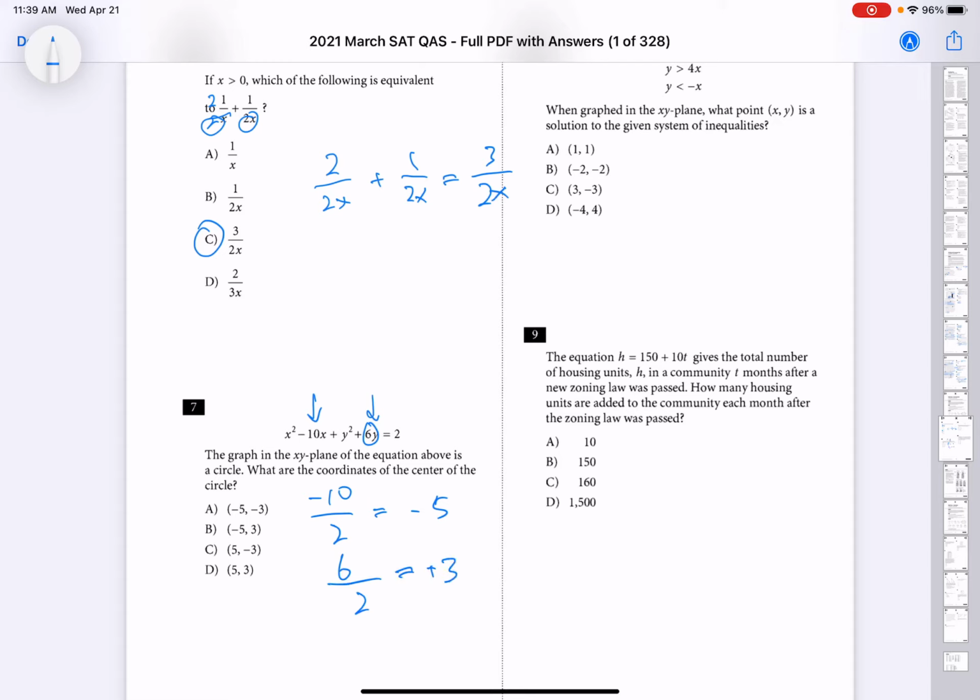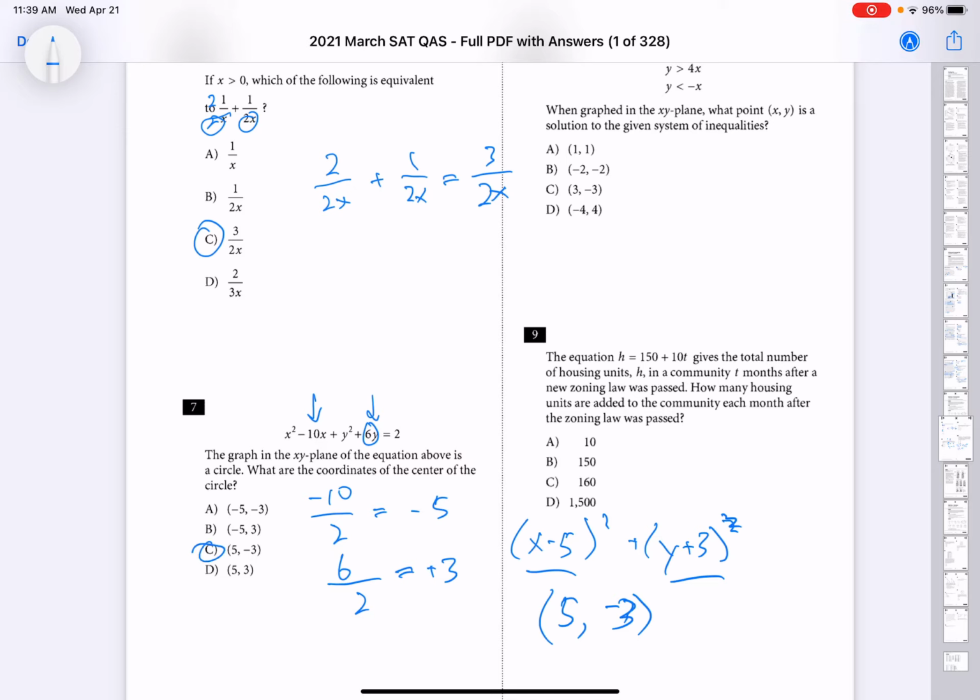But then these are the values that are going to be put into the equation, where it's going to say (x minus 5) squared plus (y plus 3) squared. So equation-wise, this is what it looks like, okay? But the actual coordinates themselves are going to be the opposite of these. So it's going to be (5, negative 3). So the answer should be C for number 7.